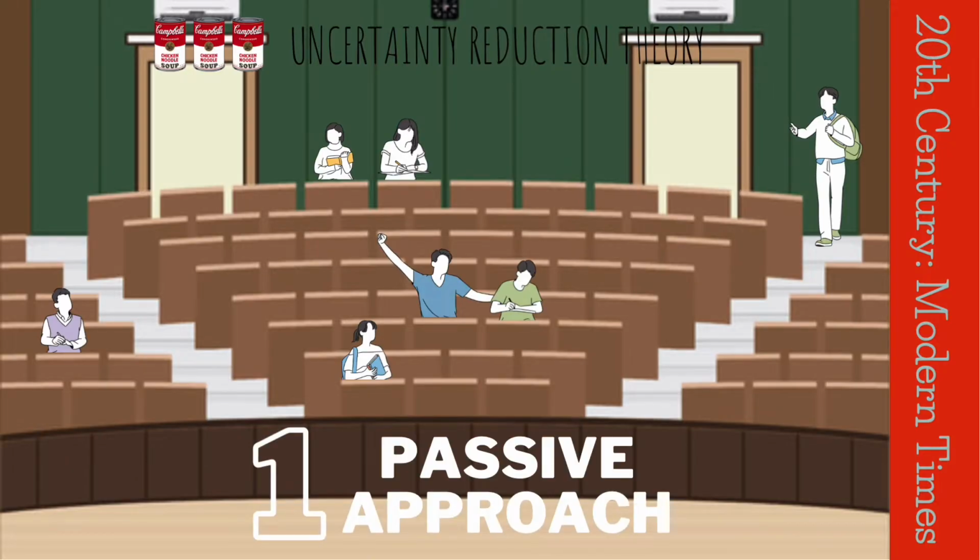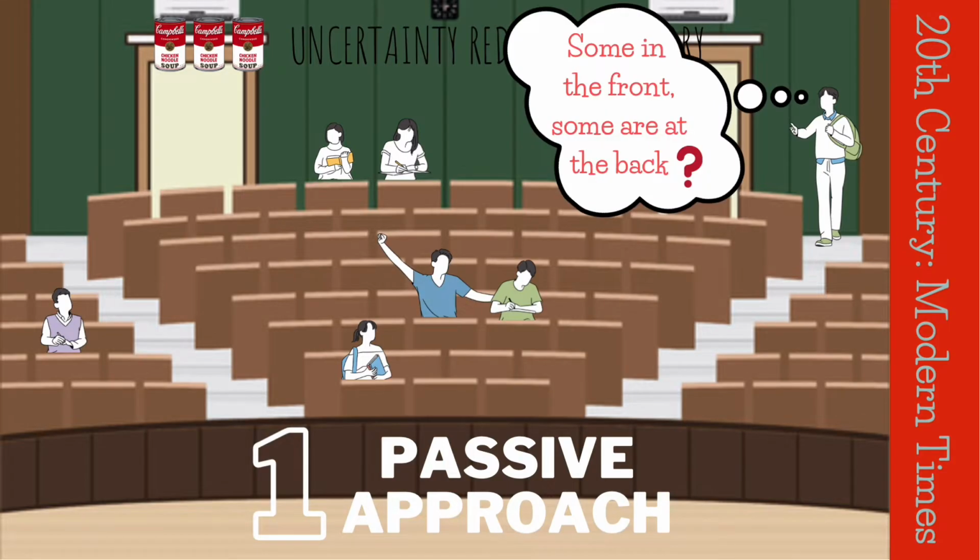The first strategy, the passive approach, involves observation. You glance around to see where other students are settling. However, it's not clear what the norm is, as some students sit near the front while others choose the back rows. The passive strategy doesn't offer any definitive answers, leaving you still uncertain.